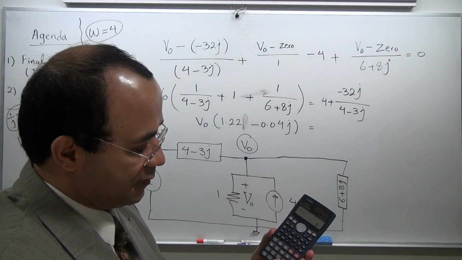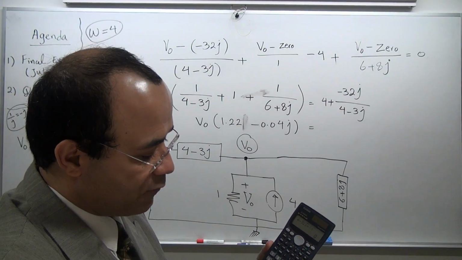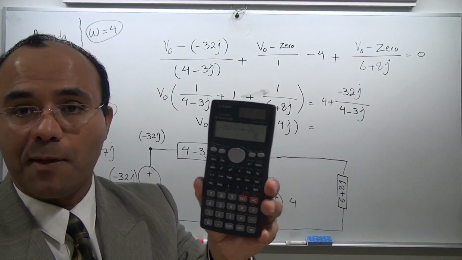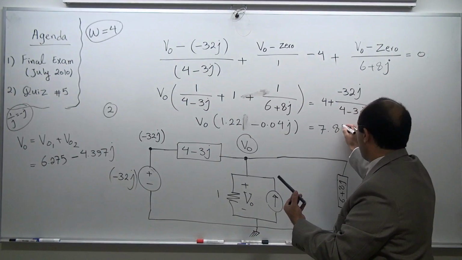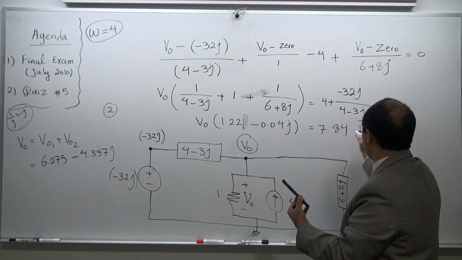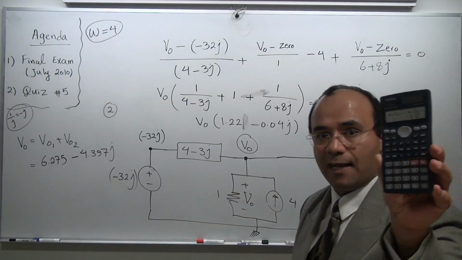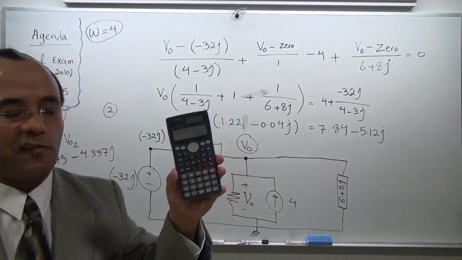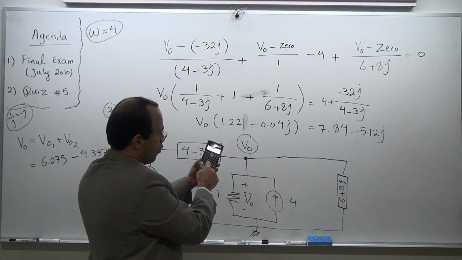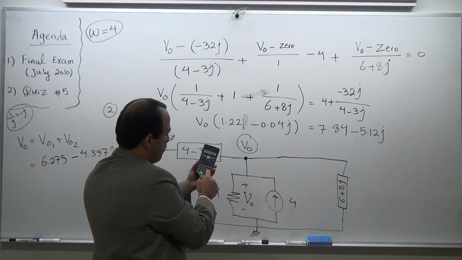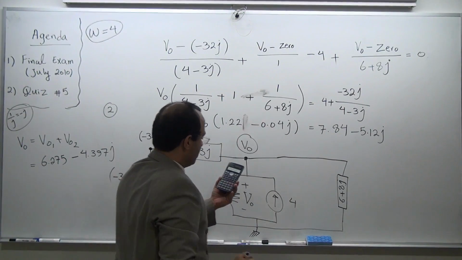4 minus 32j divided by, open bracket, 4 minus 3j. I make sure everything is in proper order, and immediately it gives me 7.84, shift equal sign, minus 5.12j. You have the answer with all the little bits all the way. All you have to do is divide this by this. Divide the answer by, open bracket, 1.22 minus 0.04j, close bracket. This is inside the bracket.